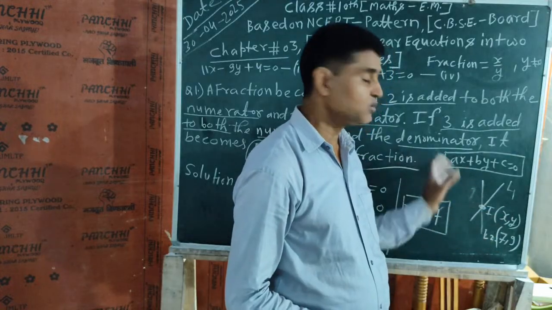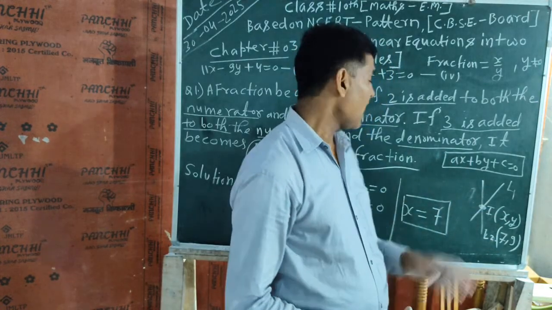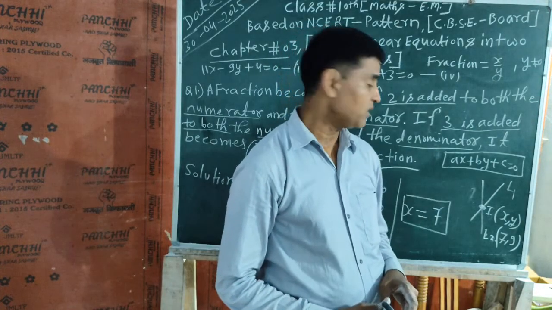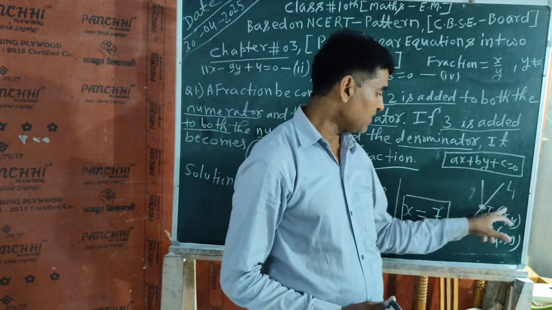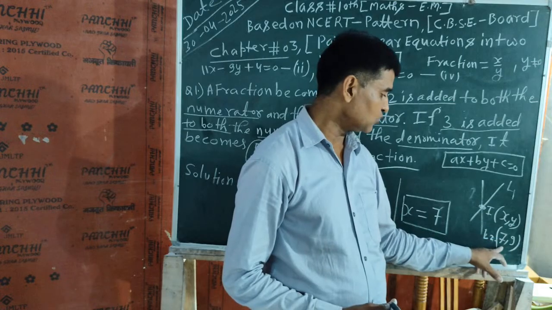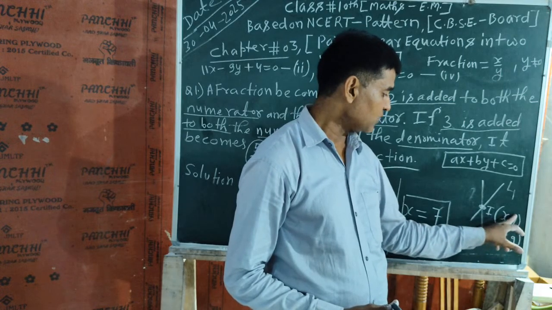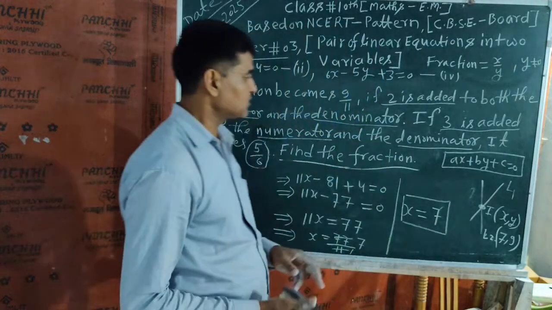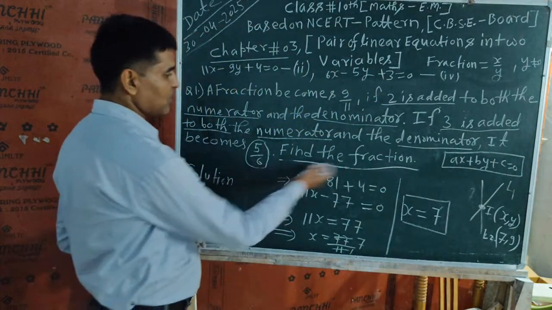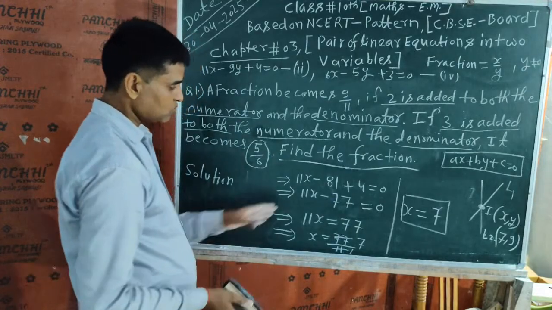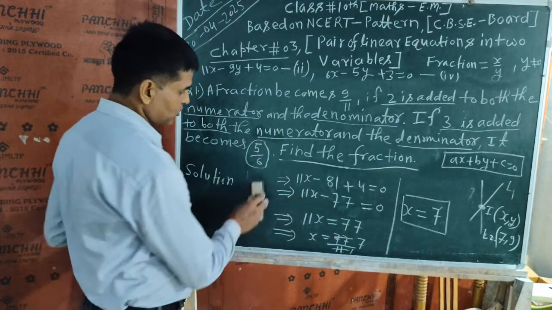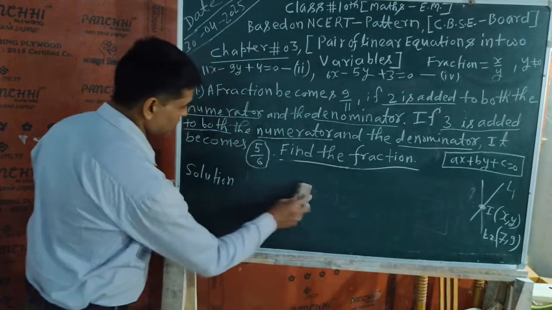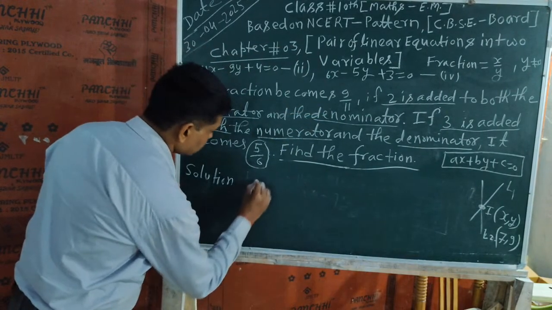When I have used the concept of substitution method and I have solved both linear equations in two variables, and after solving I have got the value of x, which is equal to 7, and the value of y is 9. Okay, student. Now further in the question we have to find the fraction of the given question. Okay, student. For this information I am going to erase. After erasing I will write the fraction name, the required fraction.